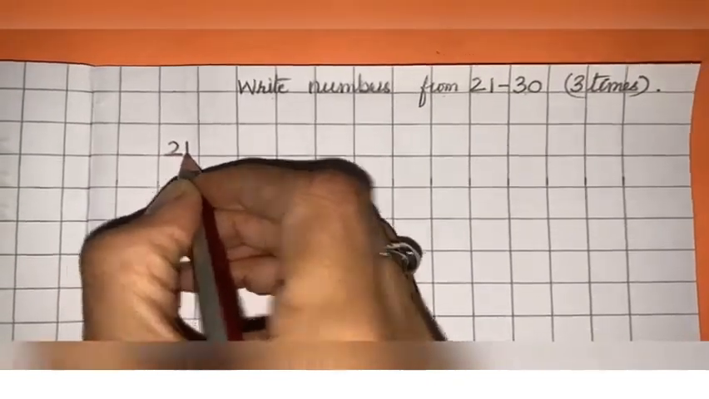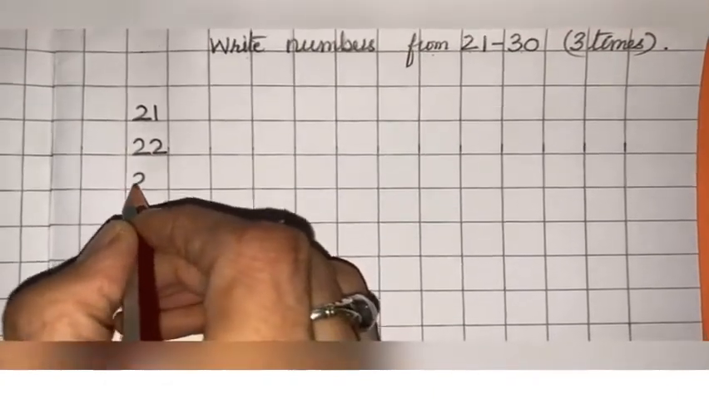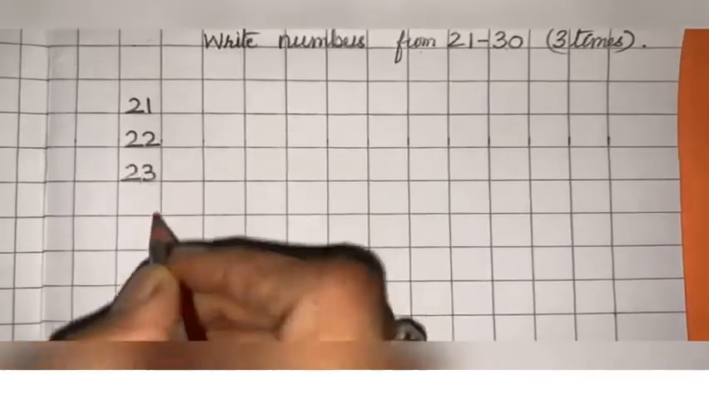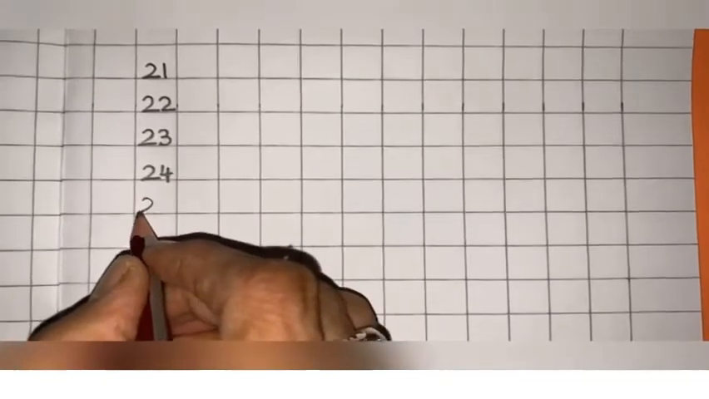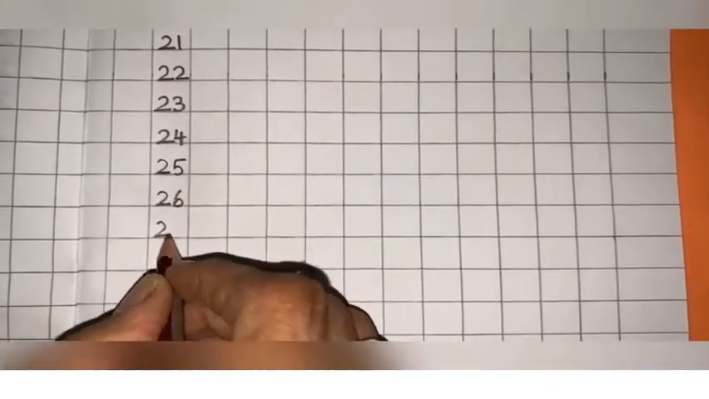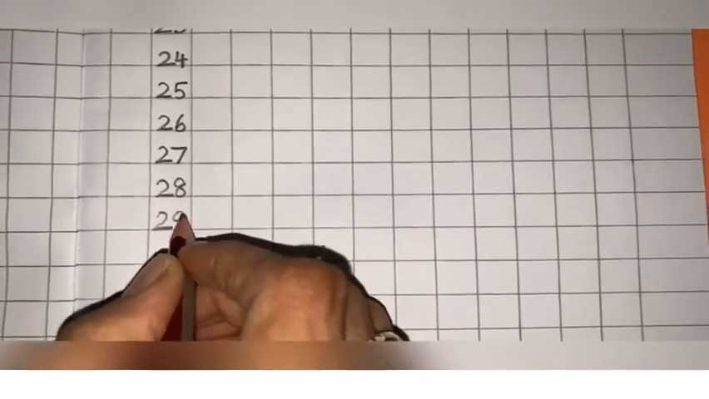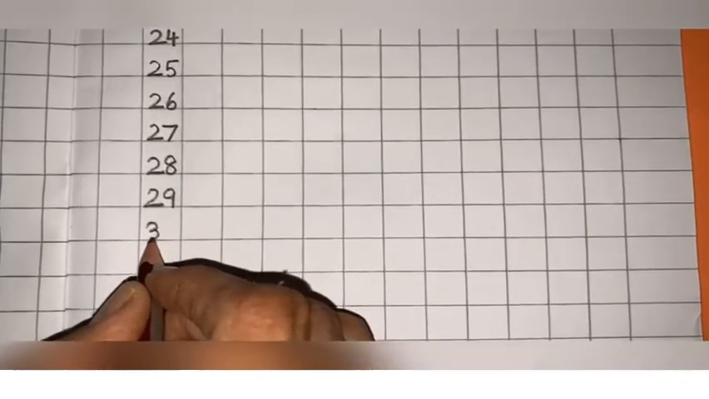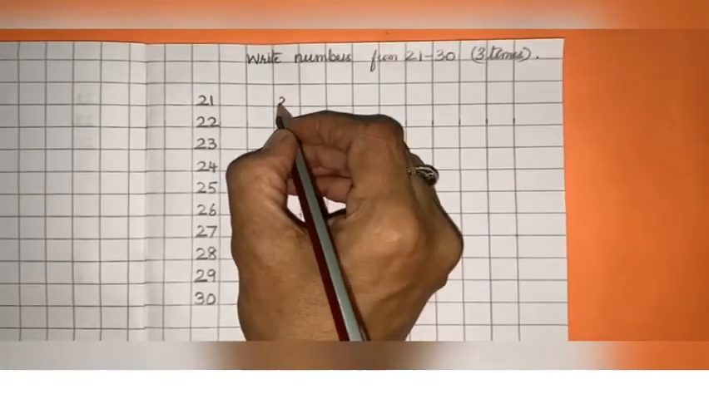2, 1, 21. 2, 2, 22. 2, 3, 23. 2, 4, 24. 2, 5, 25. 2, 6, 26. 2, 7, 27. 2, 8, 28. 2, 9, 29. 3, 0, 30. Leave 2 columns and write again from here.